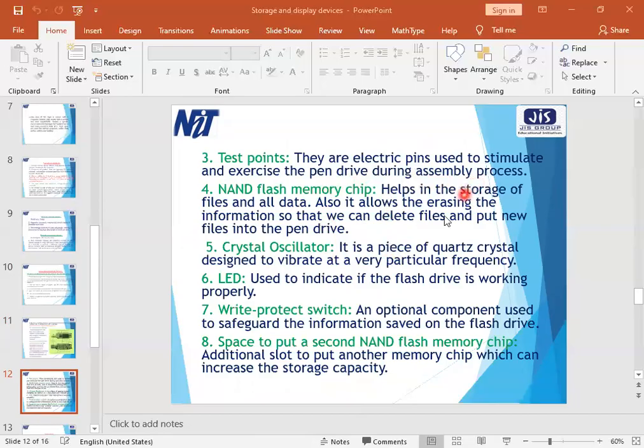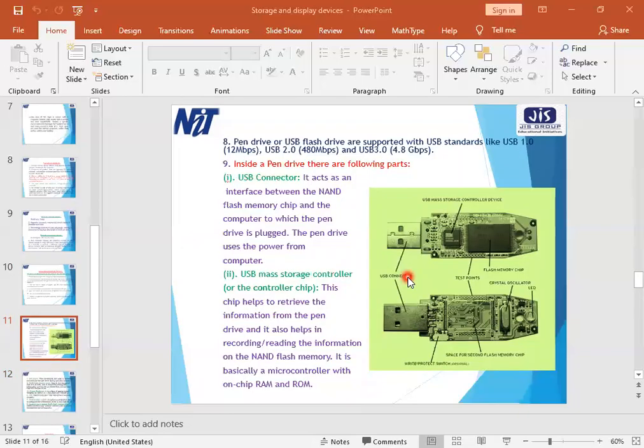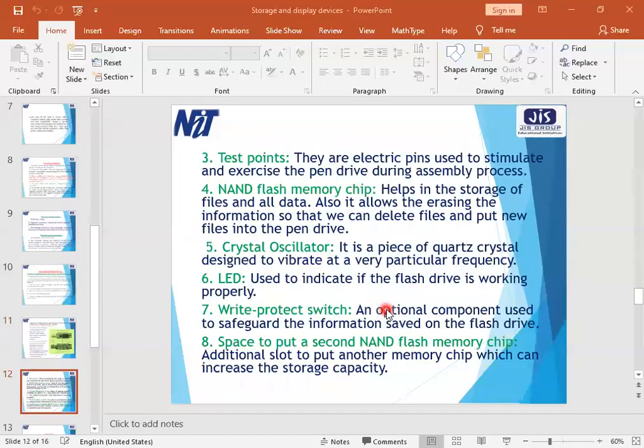NAND flash memory chip. This is a very important part of this pen drive. This one. Now, what is its working? It helps in storage of files and all data. Also, it allows erasing information so that we can delete files and put new files into the pen drive.